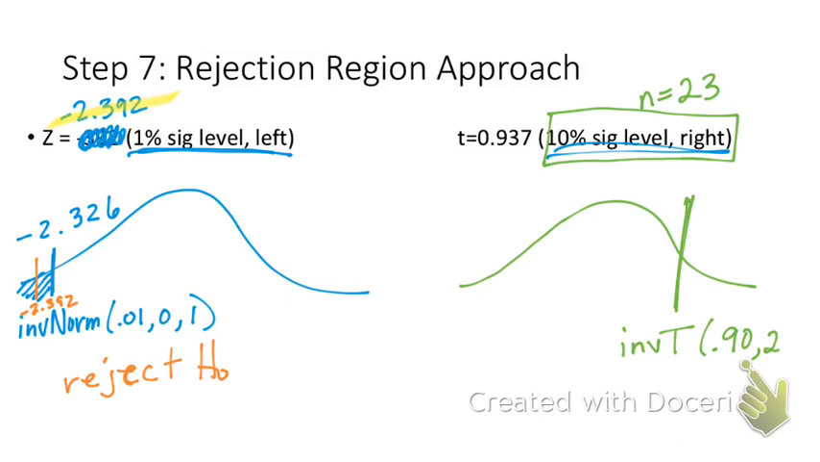So what would I put? 0.9 and then what? 22. And you get 1.321. So this is 1.321. Is this T-score in the rejection region? No, it's to the left of it. Fail to reject. So I would fail to reject.